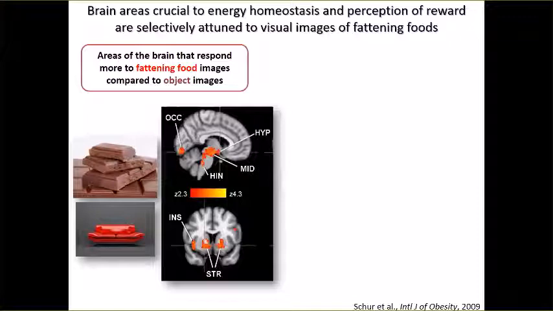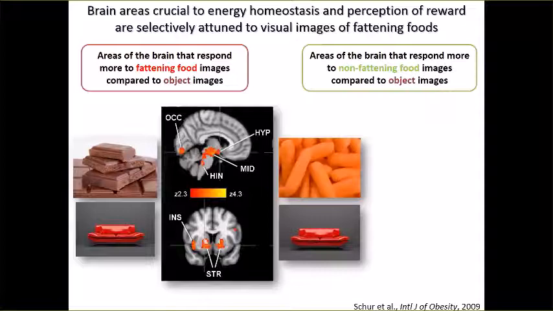which is being signaled to by the VTA, and the insular cortex, which is our primary taste cortex, and also processes our interoceptive cues from the body. So all of these regions govern reward, motivation, and are highly activated by these high-calorie food cues.